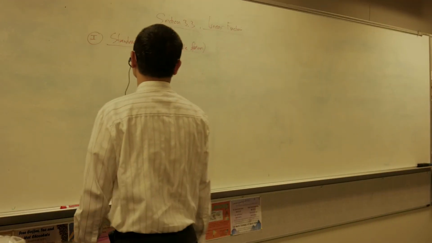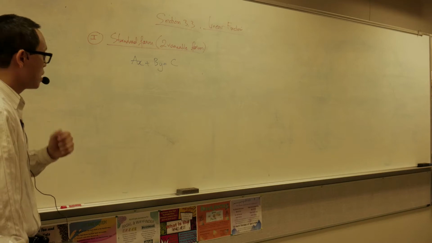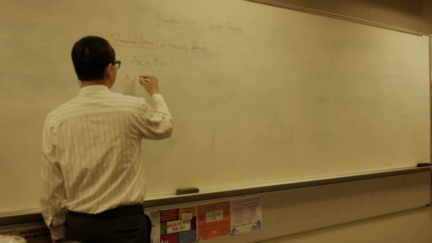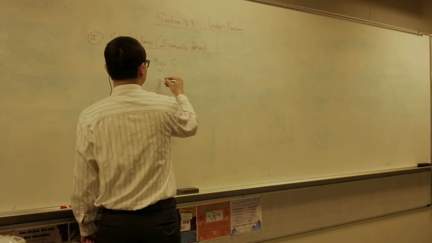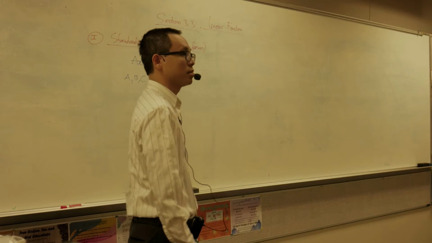Okay. So the first form of linear function is standard form, and it looks like this: ax plus by equals c. And what are a and b and c over here? A and b and c over here are just constants. What I mean is just numbers.